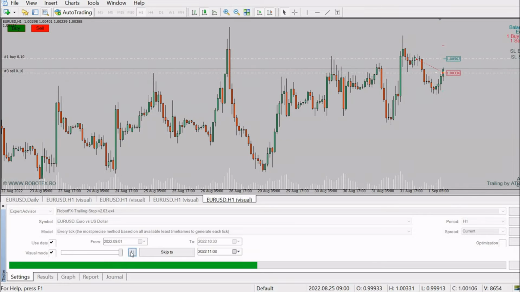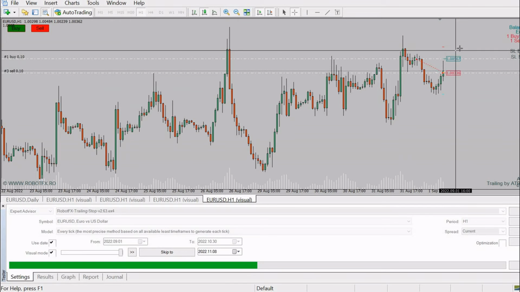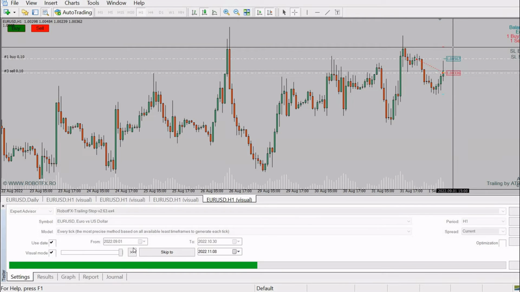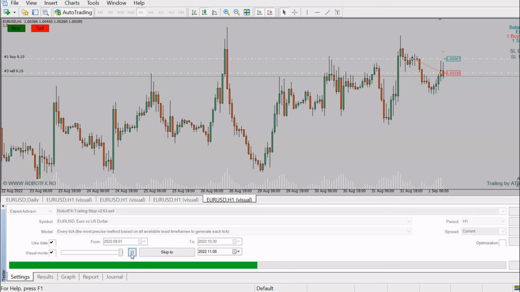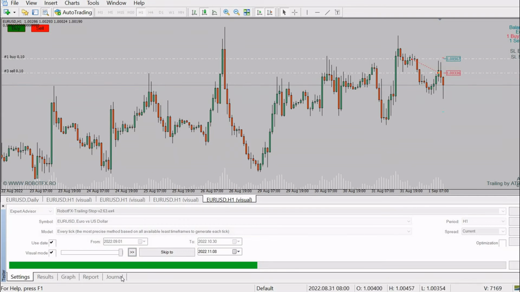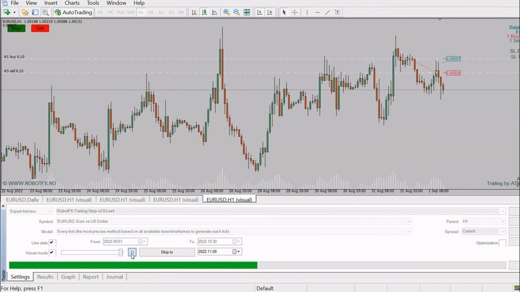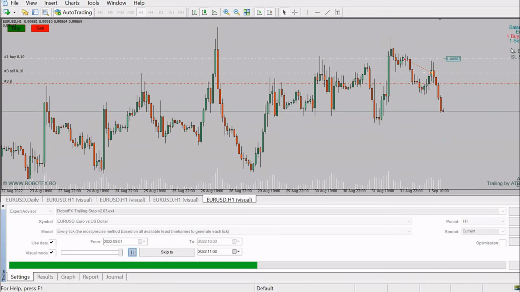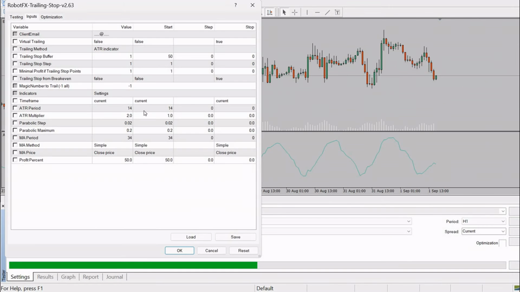Even if there is no indicator on the chart, the expert advisor will draw the levels where the stop loss would have been right here. You can see the small red line moving with the price. And as soon as that is in our favor, that's when it also places the stop loss. Okay.